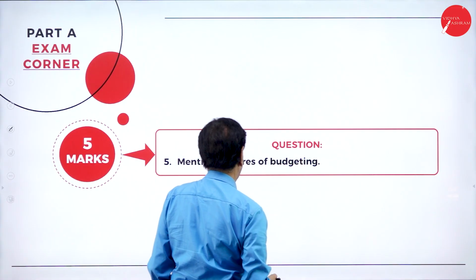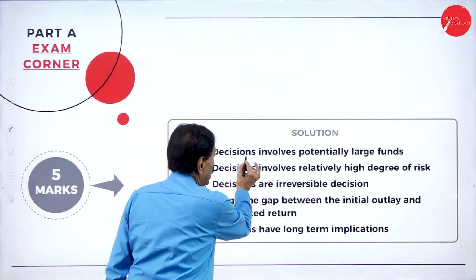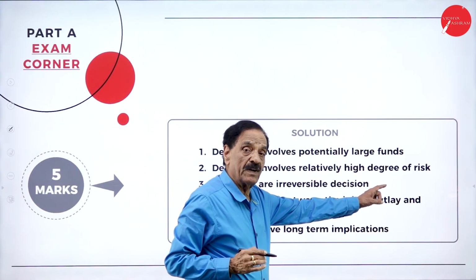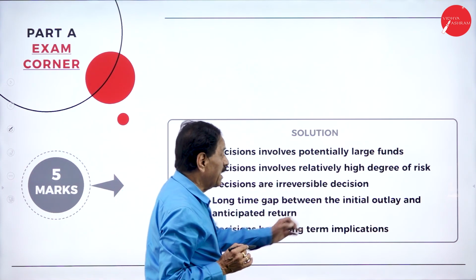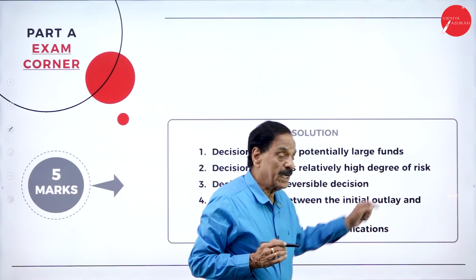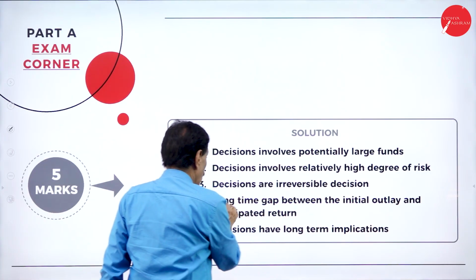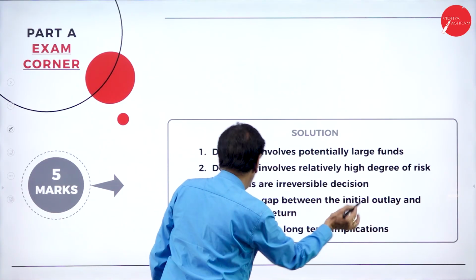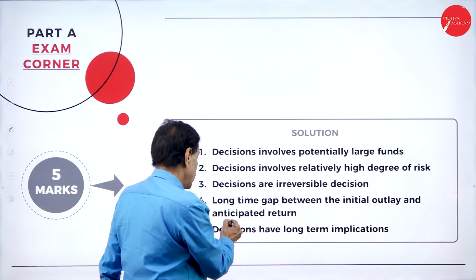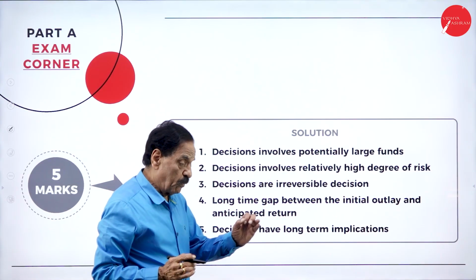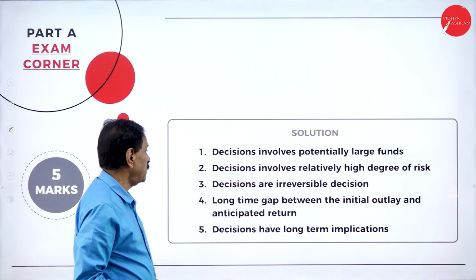Mention the features of capital budgeting. Answer: one, decisions involve potentially large funds. This is only in reference to large funds. Decisions involve a relatively high degree of risk. More risk will be taken here. Decisions are irreversible. Long time gap between the initial outlay and anticipated return. It takes a number of years to get back the return. Decisions have long-term implications. Once you take the decision, it is going to remain for 5 years, 6 years or 10 years.